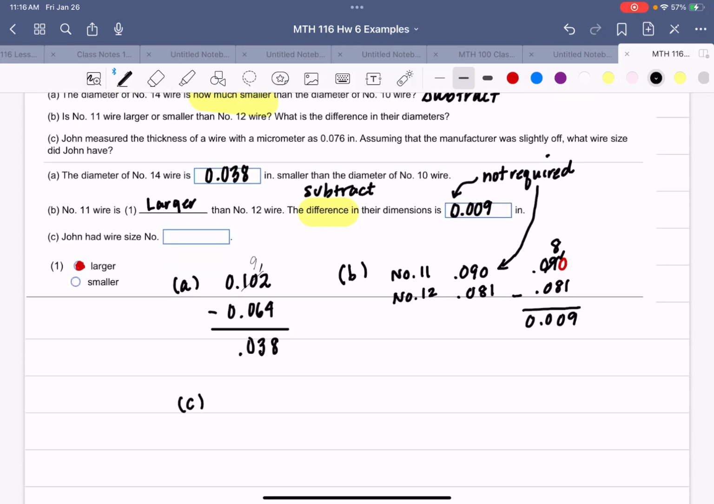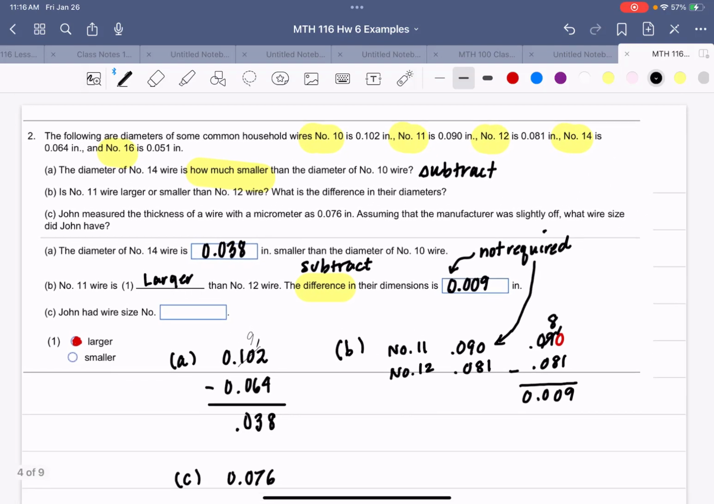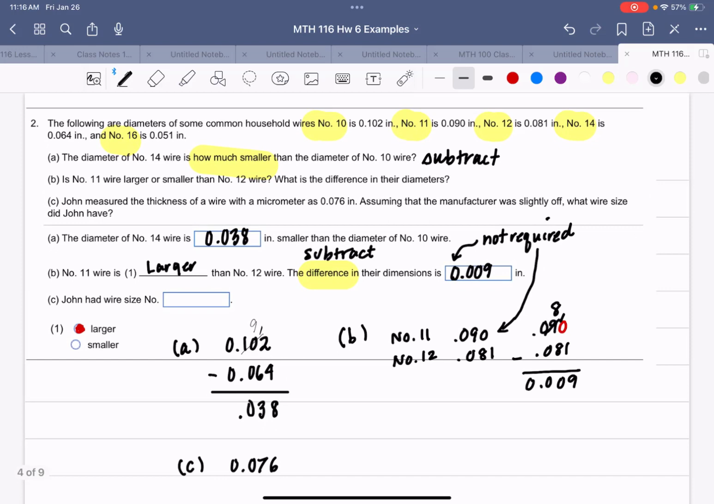Assuming that the manufacturer was slightly off, what wire size did John have? So we're looking for the number of our numbers that is closest to 0.076. So we've got a 0.102, we've got a 0.090, we got a 0.081, a 0.064, and a 0.051. So which one is closest?